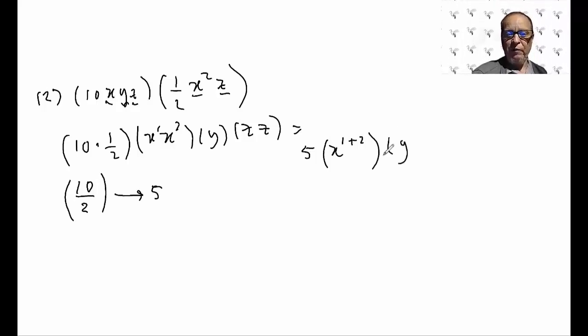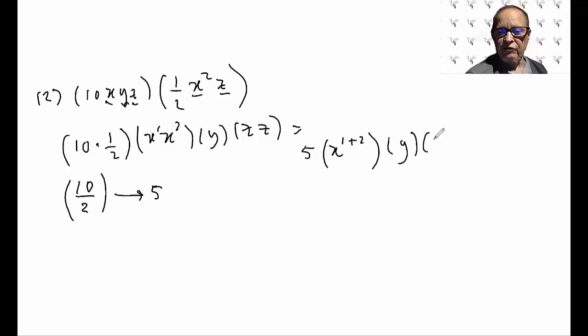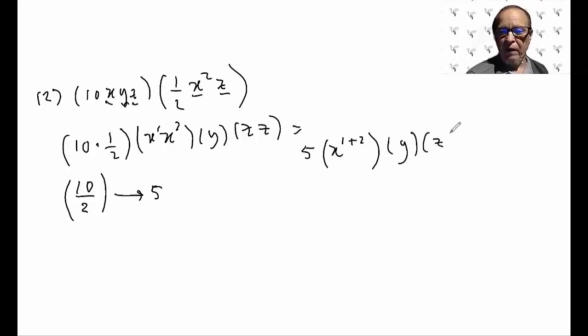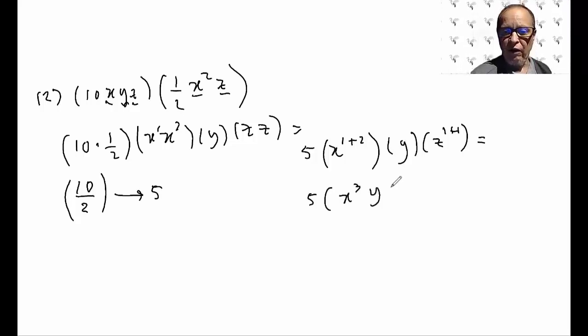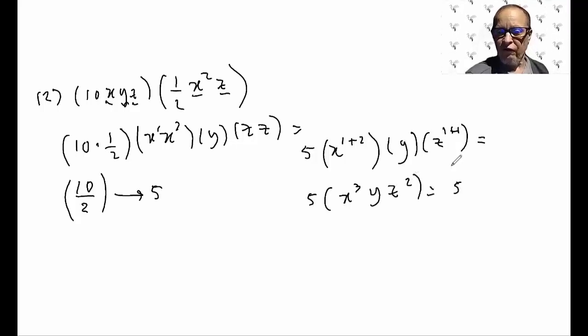And then y, I don't have to worry about it. And then the two z's are each to the first power, so it's 1 plus 1, using our product rule. And now I have 5 x to the third, y, z to the 2, and I'll just write 5x cubed y z squared.